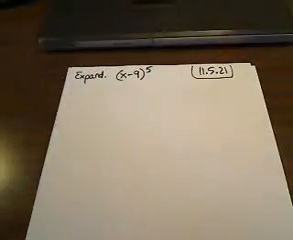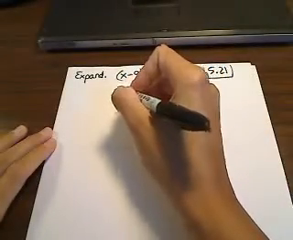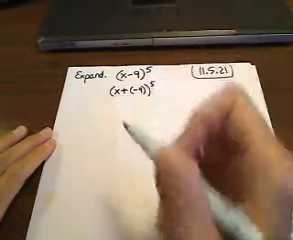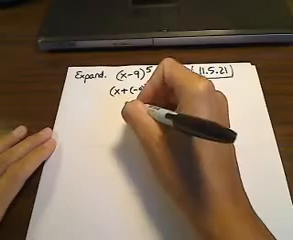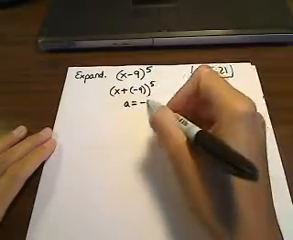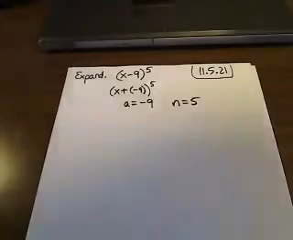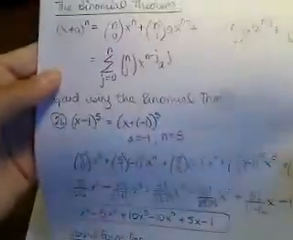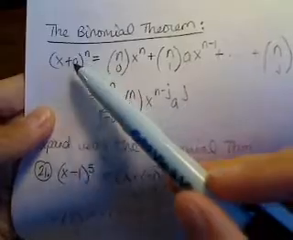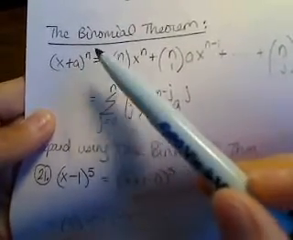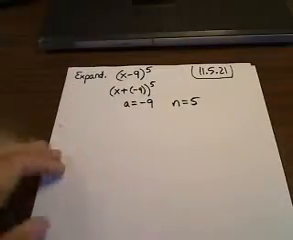So the way we're going to do this problem is to first rewrite it and say that this is (x + (-9))^5. That's so that I can see that my a is actually negative 9 and my n is 5. The a and the n that I'm talking about are the a and the n in this formula. The a is whatever number is added to x, so a is negative 9 in our problem. The n is 5.